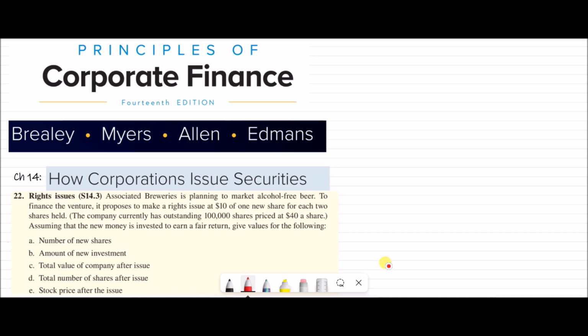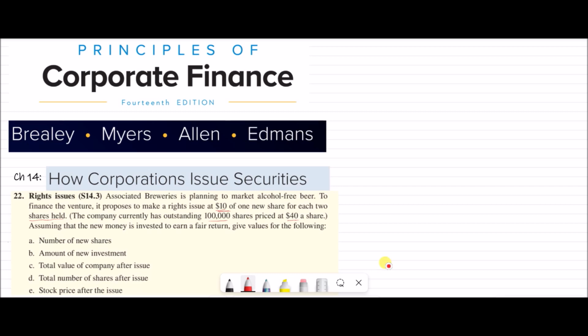So, question number 22. Associated Beverages is planning to market alcohol-free beer. To finance the venture, it proposes to make a rights issue at $10 of one new share for each two shares held. So they are offering one share to the shareholders who are currently holding two shares at a price of $10. The company currently has outstanding 100,000 shares priced at 40.